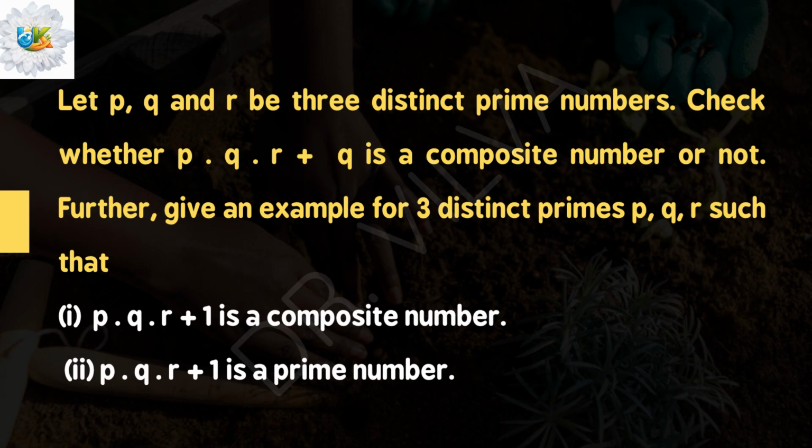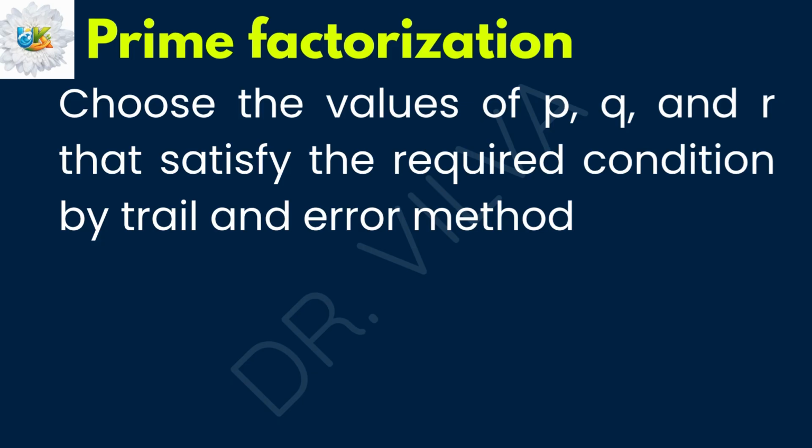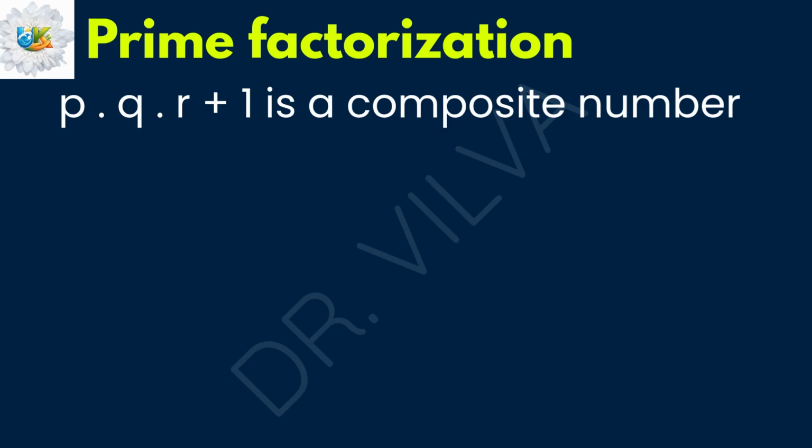Now, let us move on to the second part of the question. What happens if we add 1 instead of a common factor Q? The question asks us to find examples of 3 distinct primes P, Q and R for 2 different scenarios. We will do it by trial and error method.